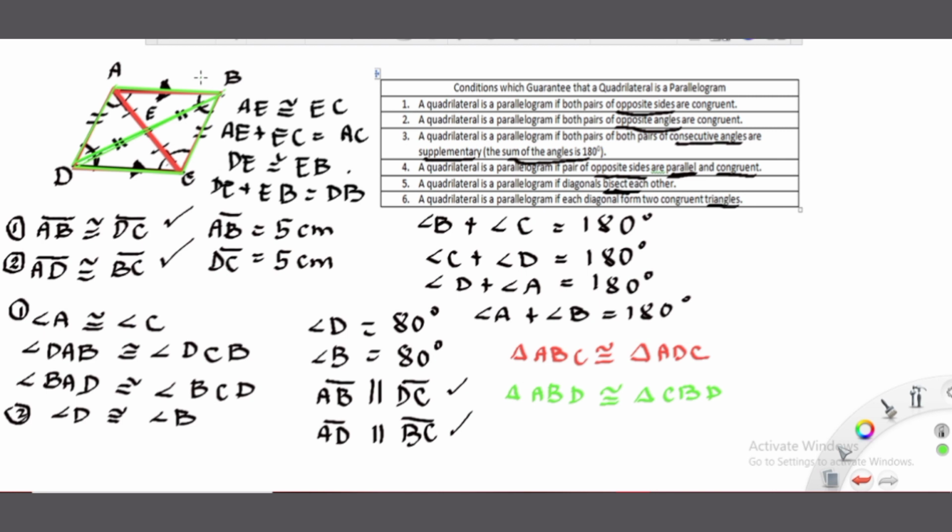So that will be all for today. I hope that you understand the conditions which guarantee that a quadrilateral is a parallelogram. I will be uploading another video connected to this topic in which we're going to solve or identify the different parts of a parallelogram using these conditions.